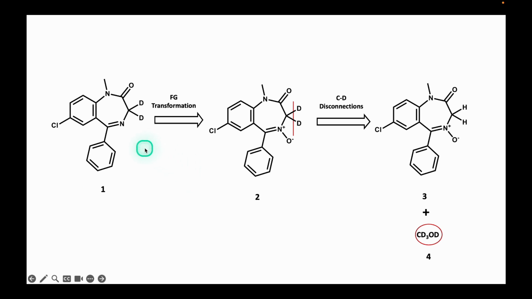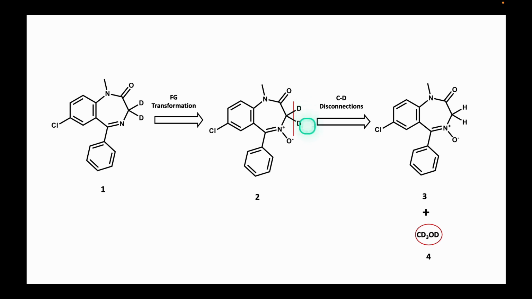This retrosynthesis begins by considering that the 2 deuterium atoms are attached to an alpha carbon, to the lactam's carbonyl group. First, the indicated nitrogen is protected to generate the deuterated N-oxide 2 through a functional group transformation.